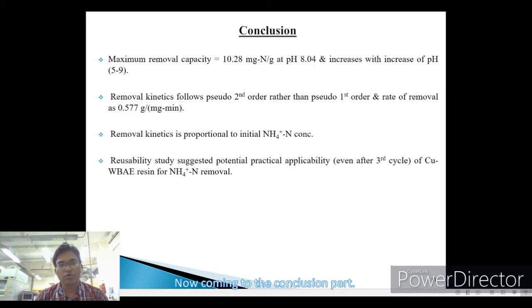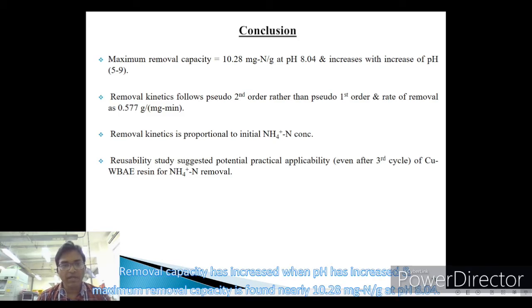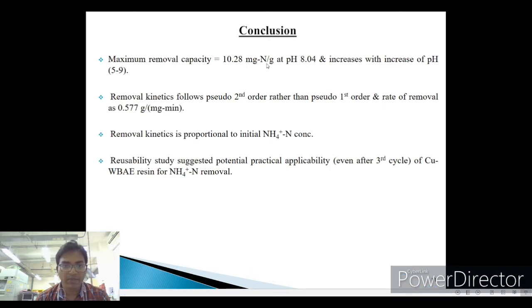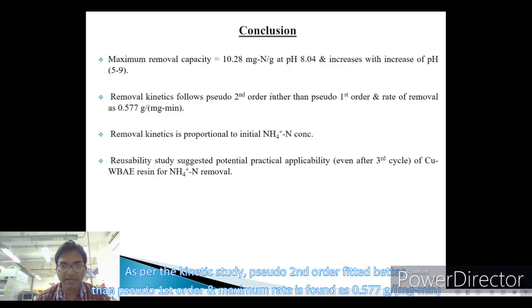Now coming to the conclusion part. It has been found that when pH is increased, the removal capacity also increases, and maximum removal capacity is around 10.28 milligram nitrogen per gram. As per the kinetic study, the pseudo second order fitted better than the pseudo first order, and the maximum rate of removal is found at 0.577 milligram per gram per minute.